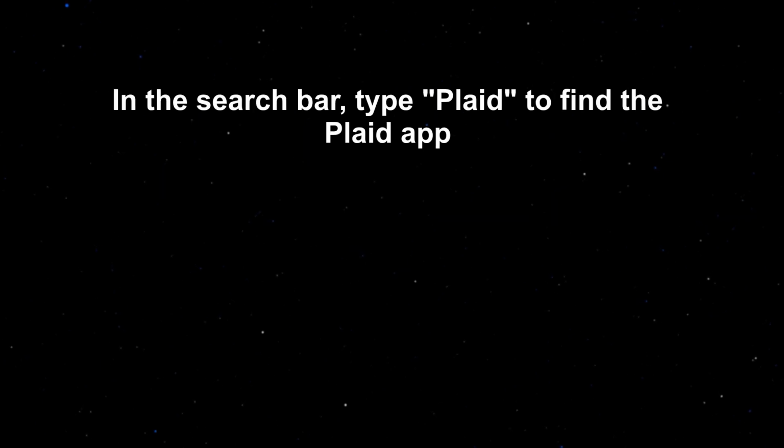Next, click on Payments to access your payment settings. Scroll down to Payment Providers and click Payment Methods. In the search bar, type Plaid to find the Plaid app. Select the Plaid app and click Install to add it to your Shopify store.